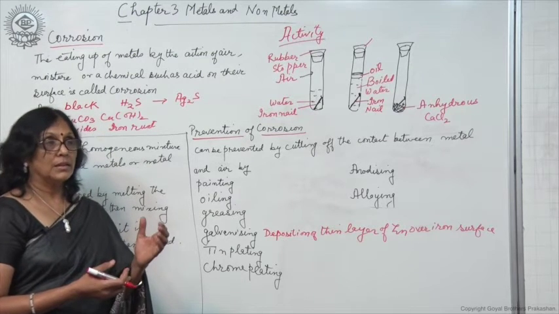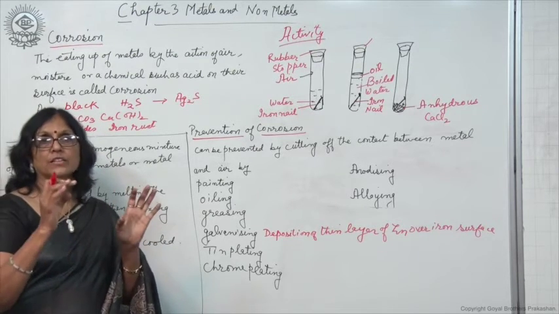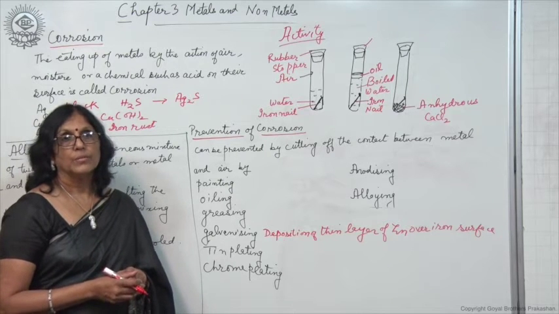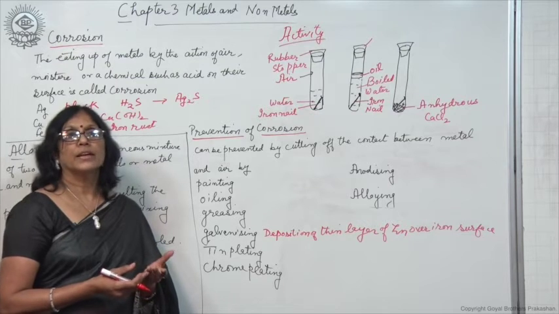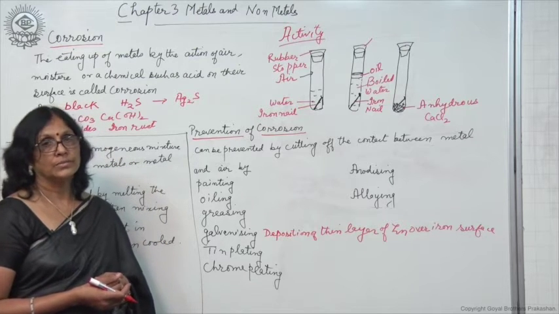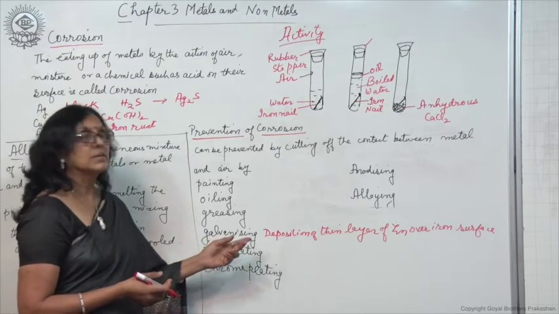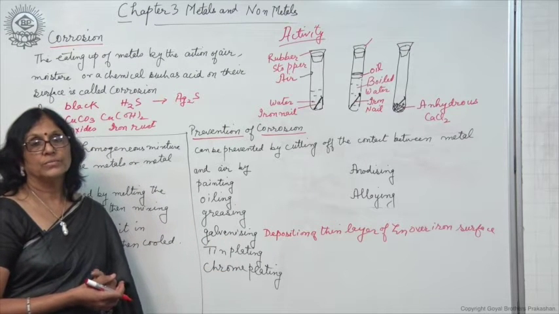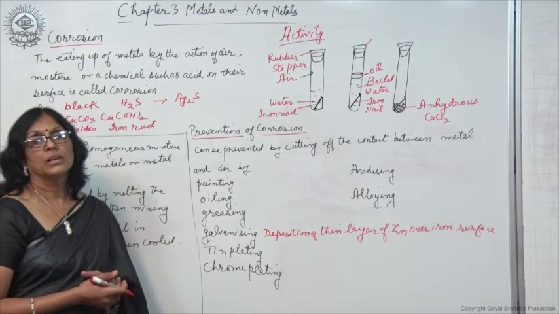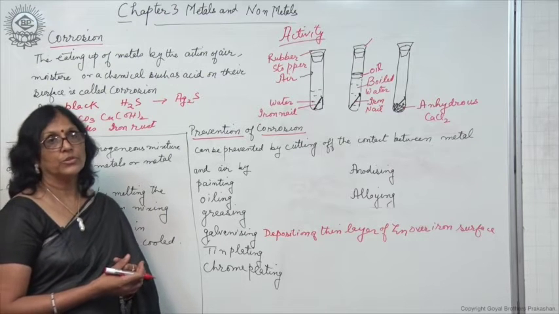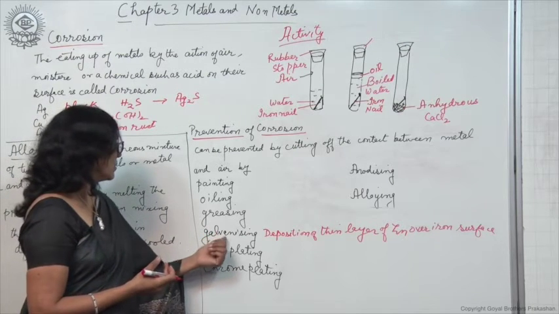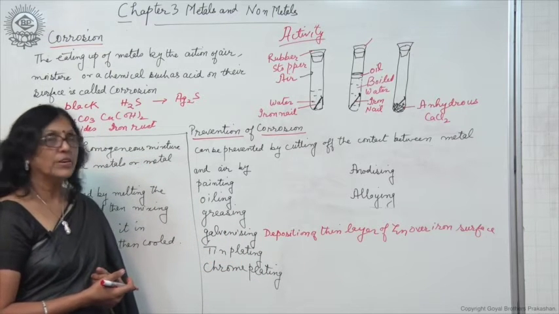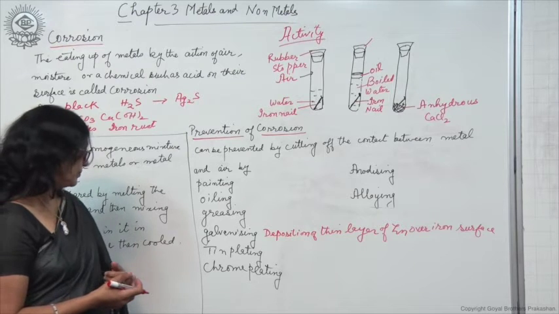Even when the zinc layer is broken, it still prevents rusting of iron, because zinc is more reactive. It will react, iron will not react. So, galvanizing is a very good method. Galvanized iron sheets, GI pipes as we call them, or galvanized pipes which are used, are very good things which prevent rusting of iron.